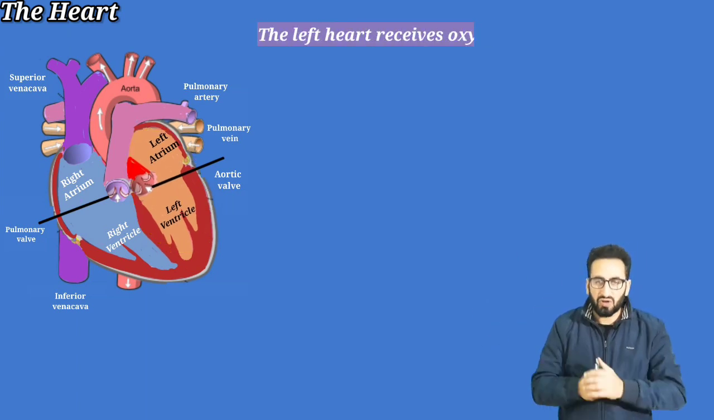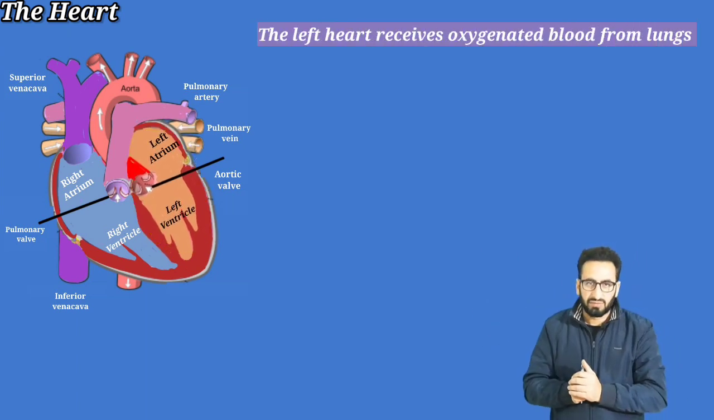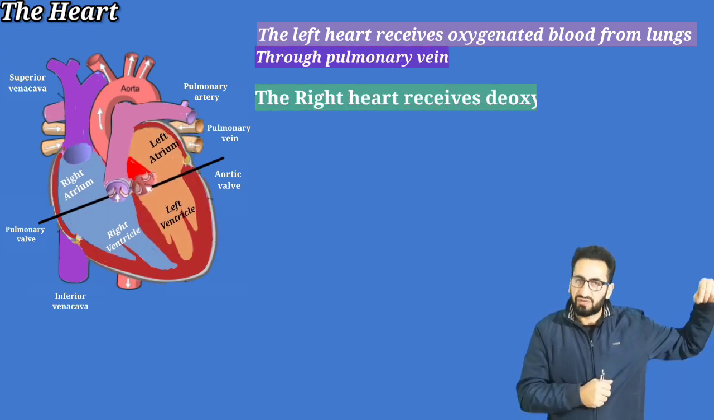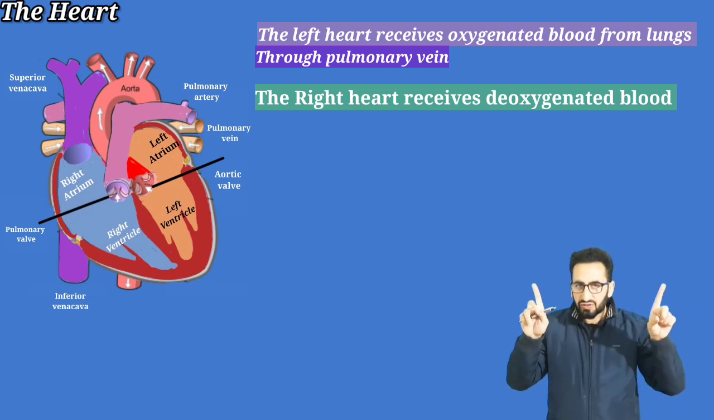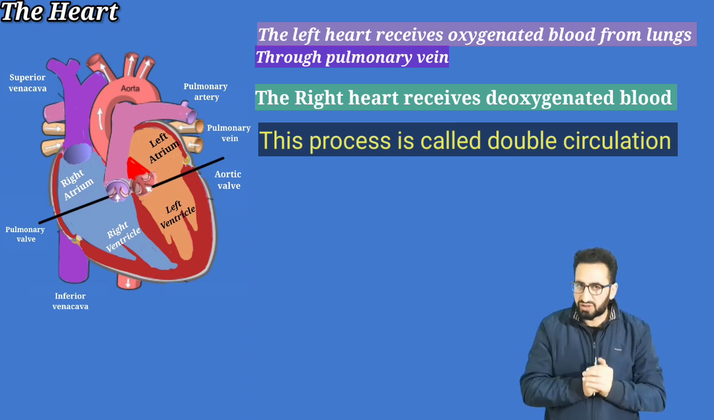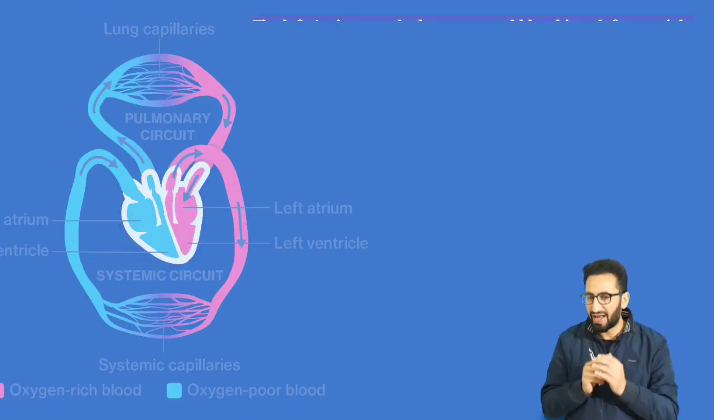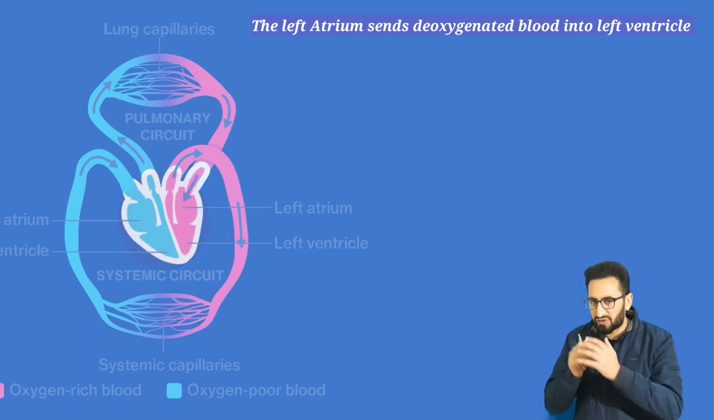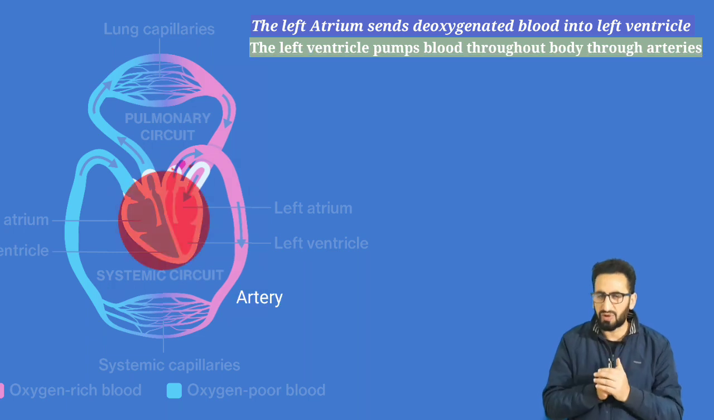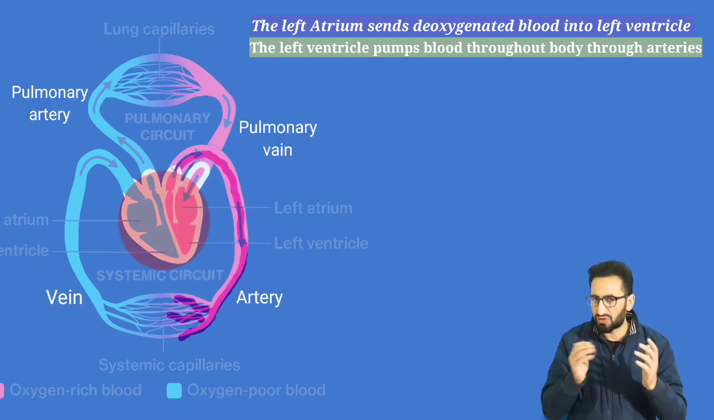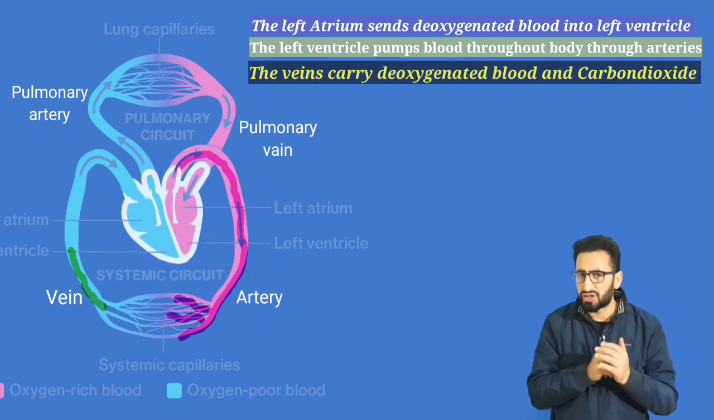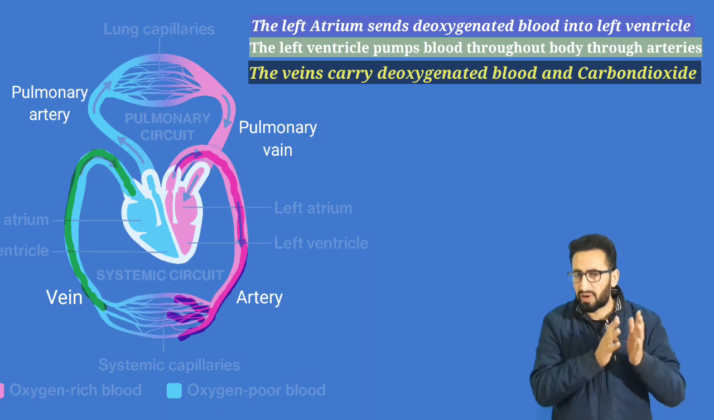The left heart receives oxygenated blood from the lungs through the pulmonary vein. The right heart receives deoxygenated blood. Since there is no mixing of oxygenated and deoxygenated blood, the process is called double circulation. The left atrium sends this oxygenated blood into the left ventricle or the lower chamber. This muscular part of the heart pumps blood throughout the body through arteries. The veins carry deoxygenated blood and carbon dioxide back into the right part of the heart.